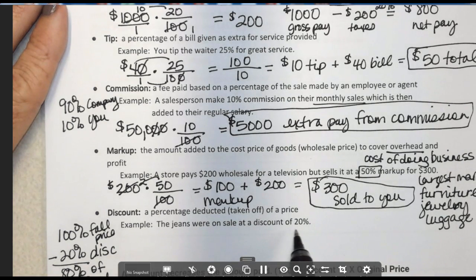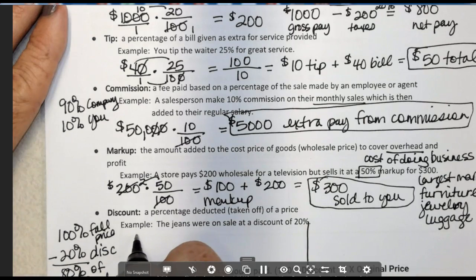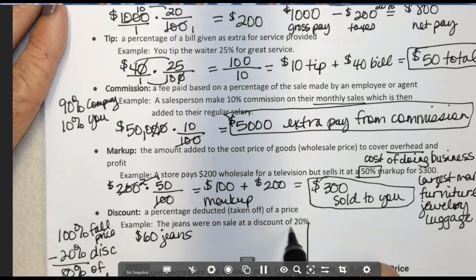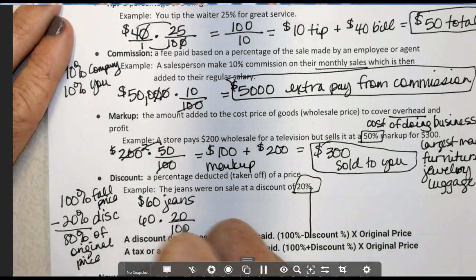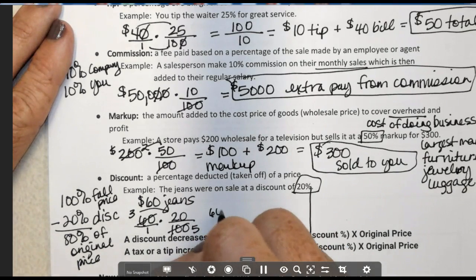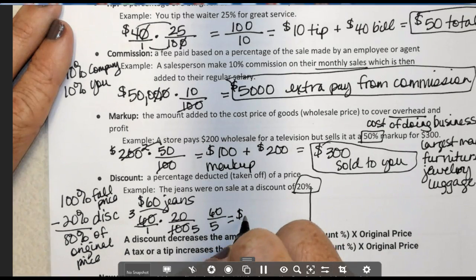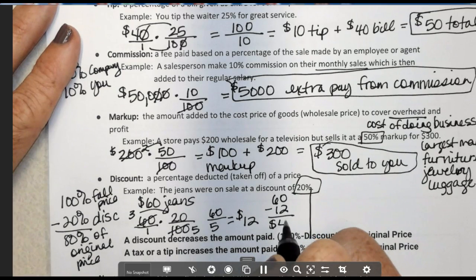So the jeans were on sale at a discount of 20%. So you can do this a couple of ways. I'm going to show you both. So let's say the jeans were $60. $60 jeans. And you are getting a discount of 20%. We want to figure out that percent, which would be 20 over 100. So 20 goes into 60, and 100 goes in there 5 times. 3 times 20 is 60, divided by 5 would be 12. So you have a $12 discount. So I have 60 minus 12, so I'm only going to pay $48 for those jeans.